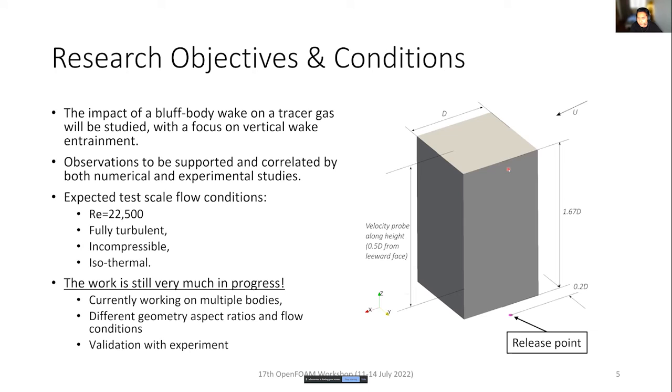For this image on the right, we see an incoming wind, or a free stream, moving from right to left, and then a vertical velocity probe is measured in the near wake region, about half a characteristic length of the building from the leeward side of the building. Then we have a contaminant release point that is about 20% of the characteristic length of the building. The test conditions are at a Reynolds number of about 22,500. The flow is assumed to be fully turbulent, incompressible, and isothermal for now.